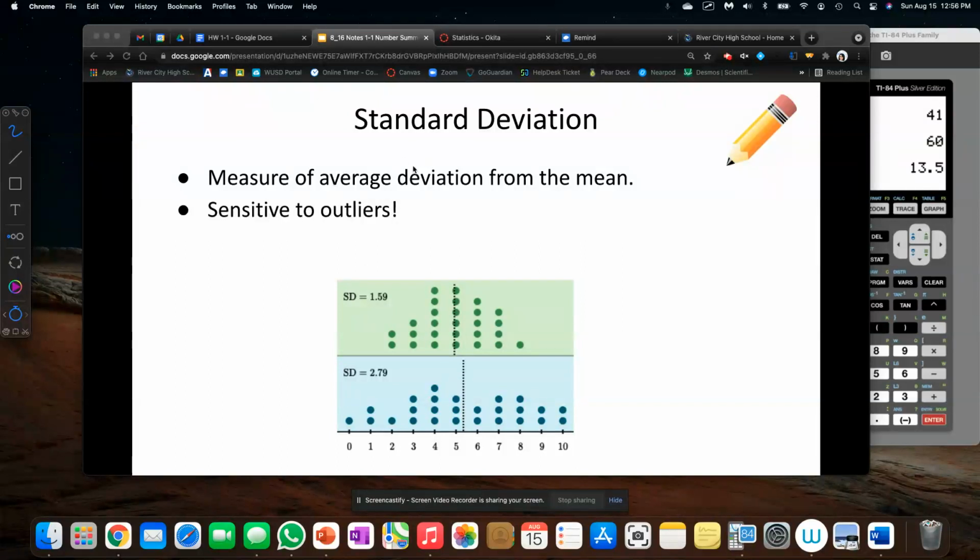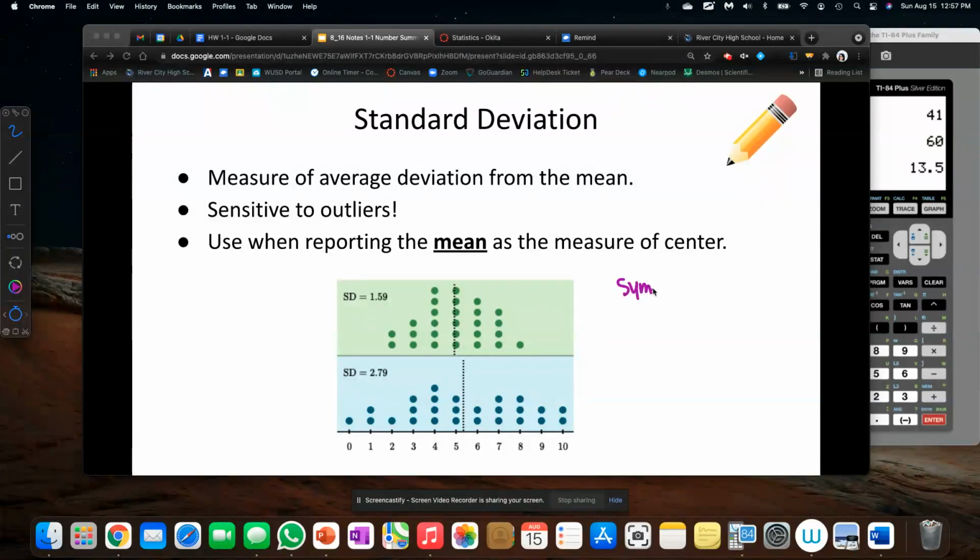Just like the mean, the standard deviation is sensitive to outliers, meaning if we have a point way off here, that's going to greatly affect our standard deviation. Because it's sensitive to outliers, we should only use the standard deviation when we are using the mean as our measure of center, right? So we know that when we have a symmetric distribution, we use the mean as our measure of center, and we use the standard deviation as our measure of spread.